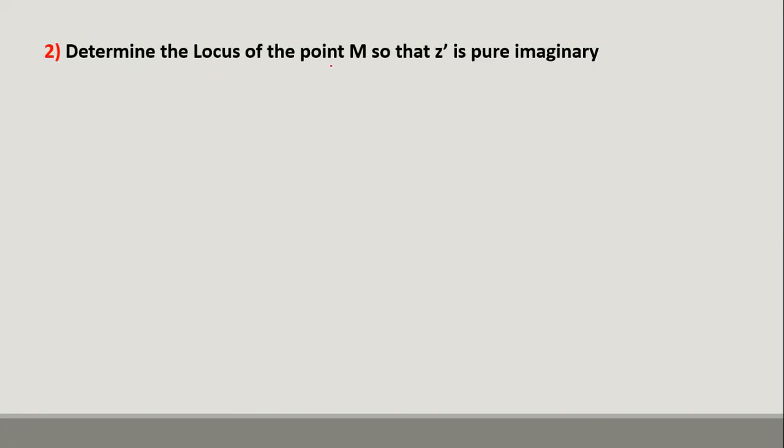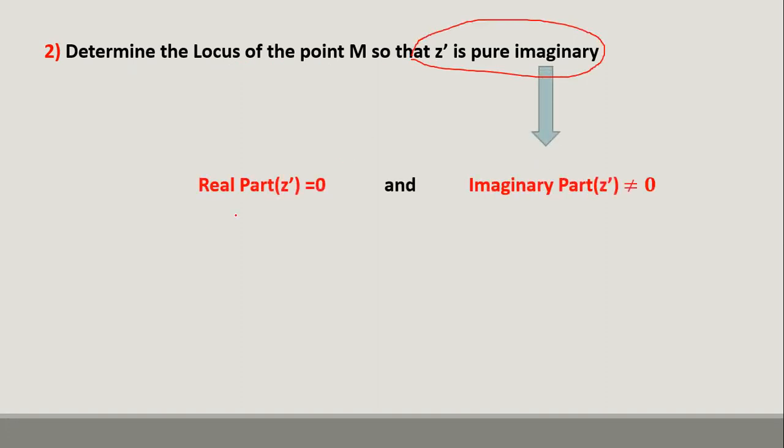Determine the locus of the point M so that Z prime is pure imaginary. Pure imaginary means the real part is equal to 0. It's the first condition. The second condition, the imaginary part must be different from 0 as stated at the beginning of the video. It is asking me about Z prime.